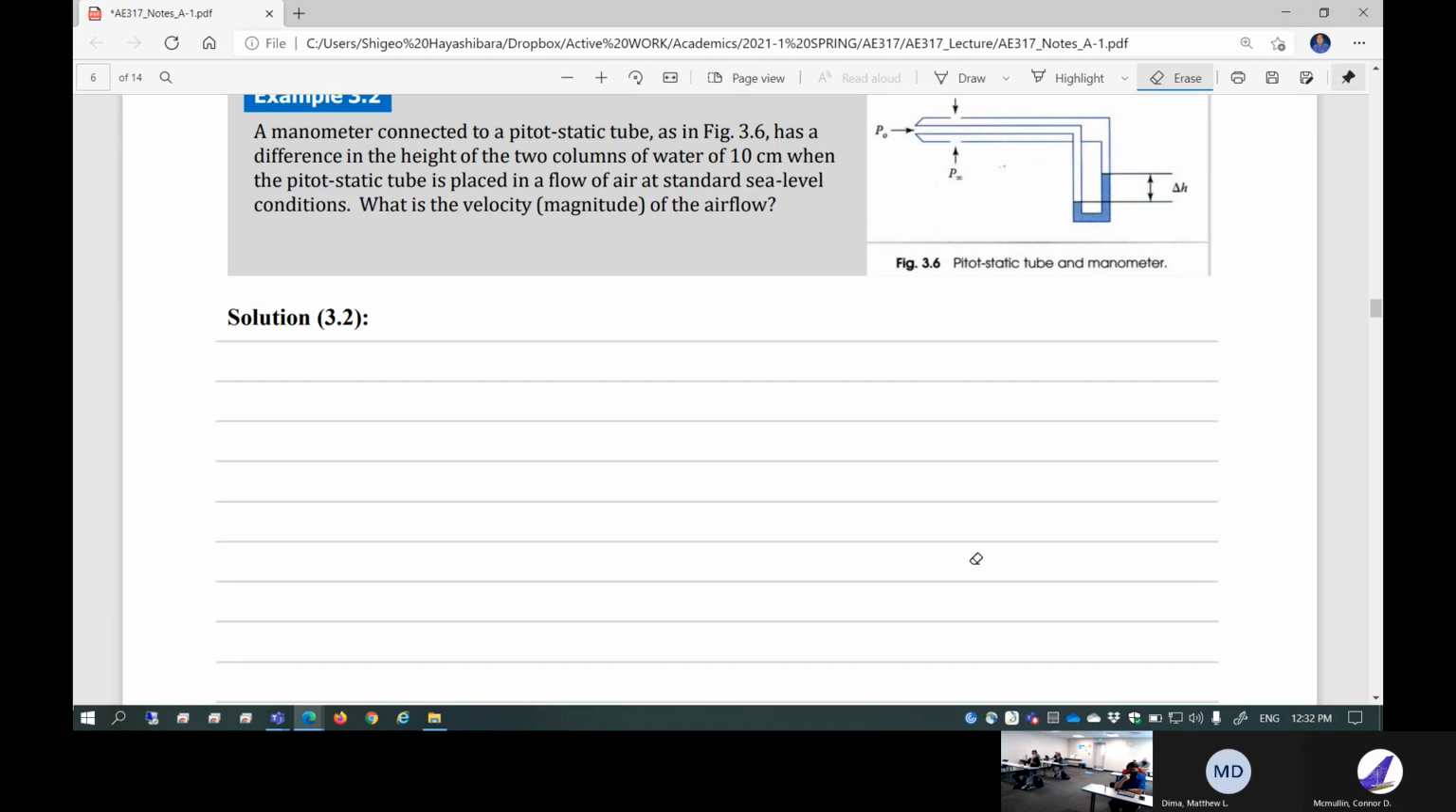So how can we handle this kind of situation? Of course, do you want to go straight to the airspeed equation, or do you want to apply Bernoulli's equation to get the airspeed equation, then plug in the values? Either way is fine. I actually prefer starting from Bernoulli.